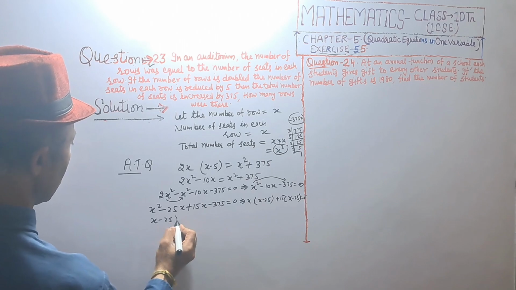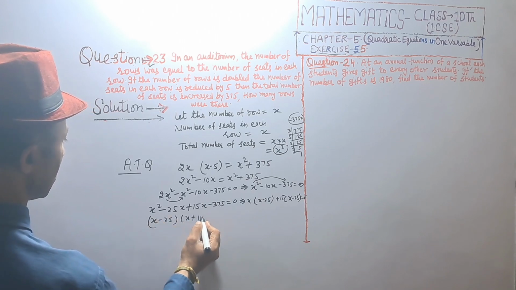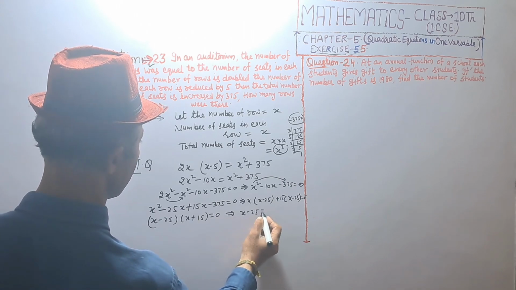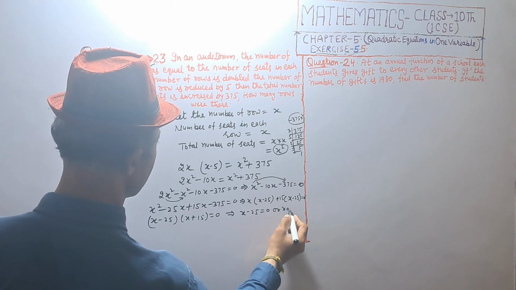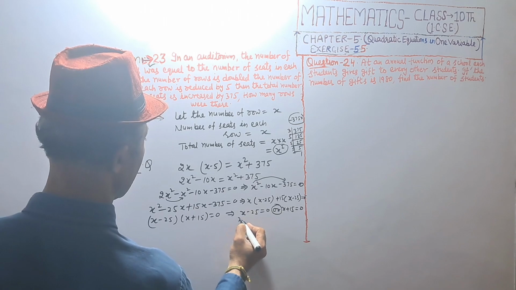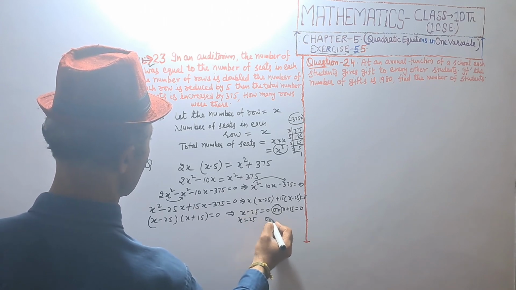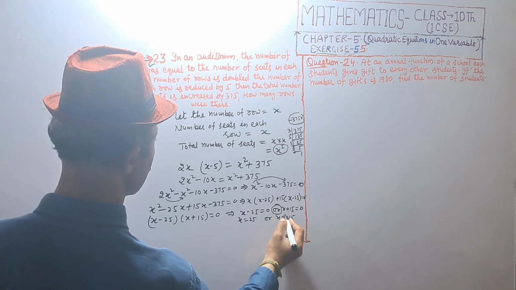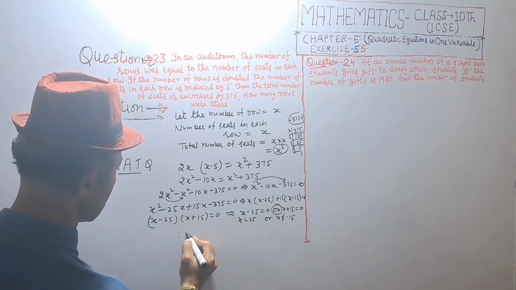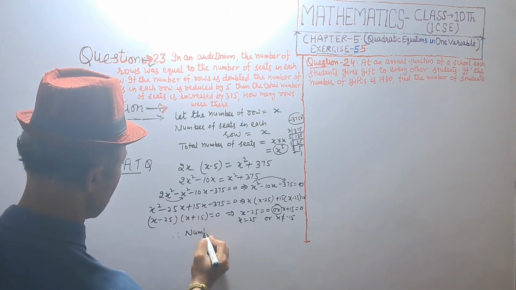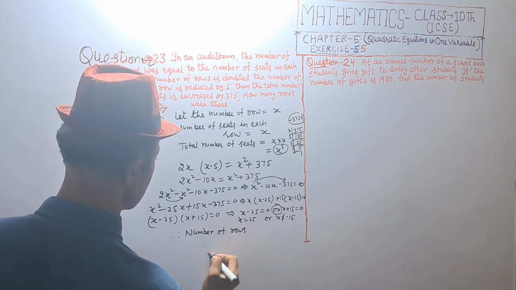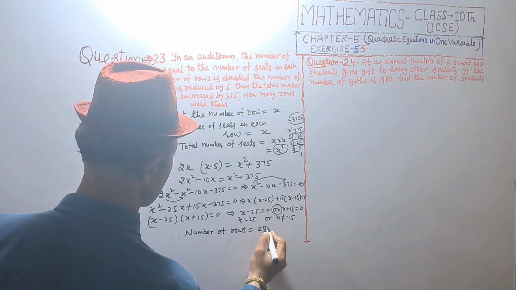x minus 25, one root, x plus 15, other root, equal to 0, which implies x minus 25 equal to 0 or x plus 15 equal to 0. Then x is equal to 25 or x is equal to minus 15. So the number of rows is equal to 25.